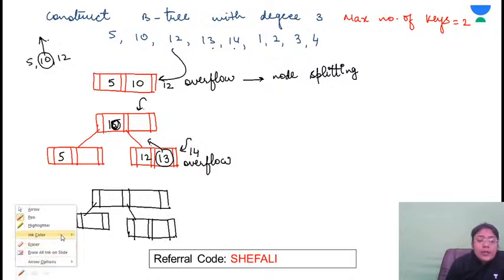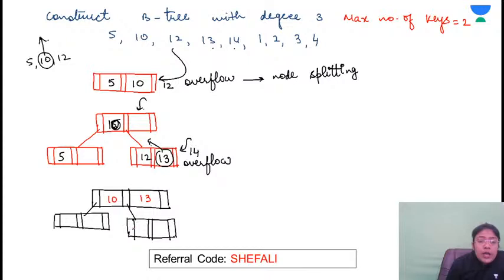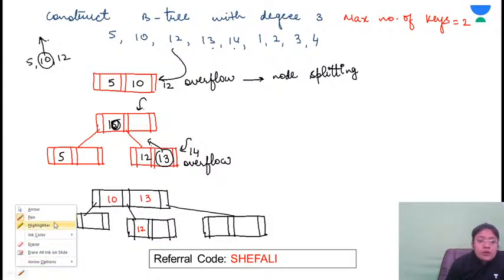Okay, so what will be the elements here? 10 remains as it is. 13 is going up. On the left of 13 we have 12, and on the right of 13, sorry, we will be having one more node. Here it will be pointing to... 10 के left में कोई change नहीं है as it is. 13 के left में we have 12, and on the right we have 14.